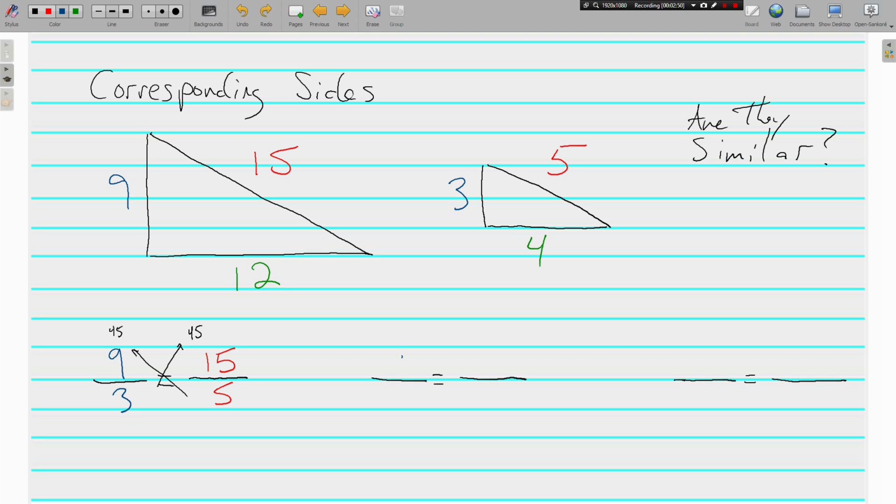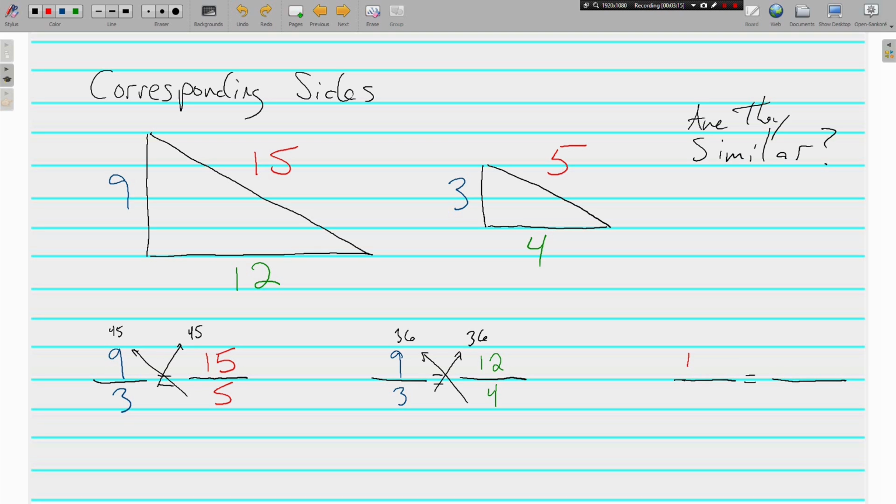Let's check the blue with the green. 9 over 3 and 12 over 4. Again, I'm going to check the cross products. 3 times 12 is 36. 4 times 9 is 36. All right. Those pairs of sides are proportional.